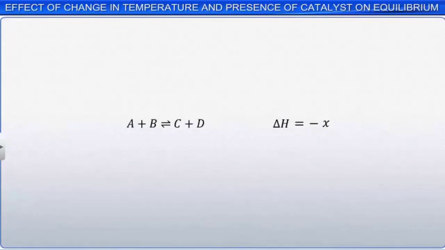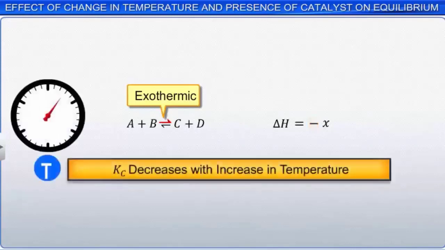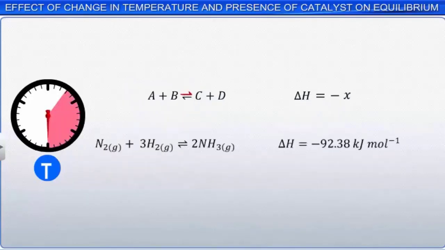equilibria in which the forward reaction is exothermic, that is, where the enthalpy change is negative, have equilibrium constants that decrease with an increase in temperature. For example, the gas phase reaction of nitrogen and hydrogen combining to give ammonia. In this reaction, the forward reaction, that is, the formation of ammonia, is an exothermic reaction, and the backward reaction of ammonia dissociating into nitrogen and hydrogen is an endothermic reaction.